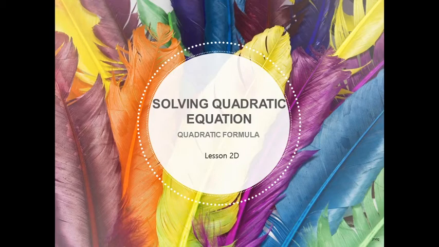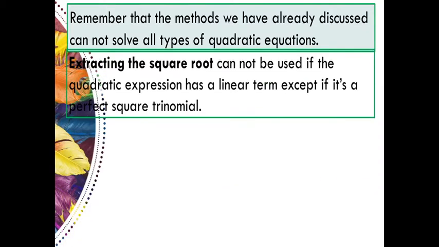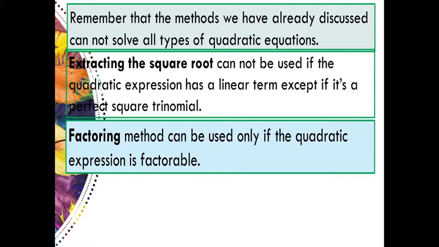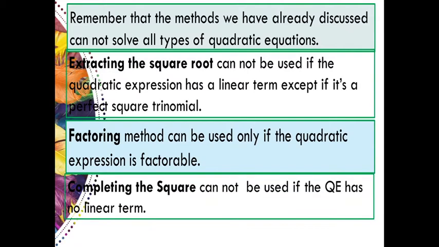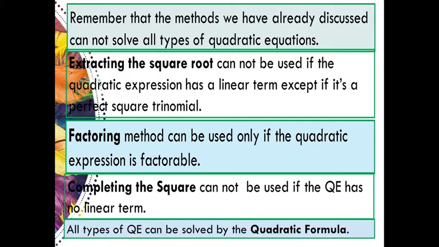We are now going to learn how to solve quadratic equations using the quadratic formula. Remember that the methods we have already discussed cannot solve all types of quadratic equations. Extracting the square root cannot be used if the quadratic expression has a linear term, except if it is a perfect square trinomial. The factoring method can be used only if the quadratic expression is factorable. Completing the square cannot be used if the quadratic equation has no linear term. But all types of quadratic equations can be solved by the quadratic formula.